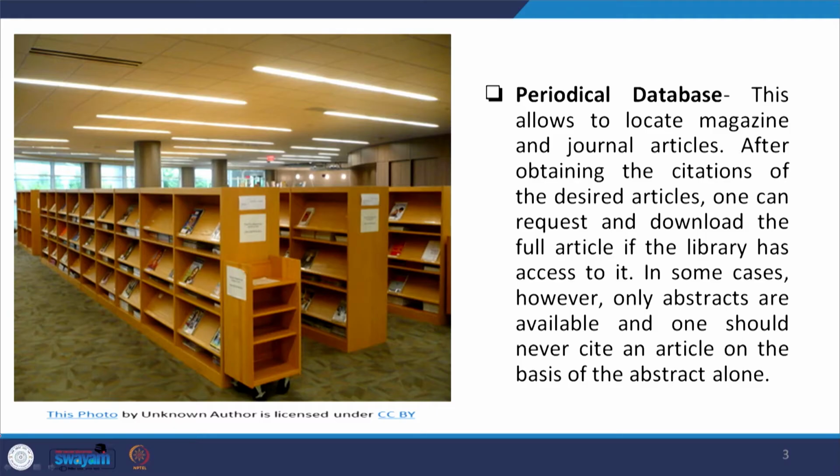Now think of it, in today's age when one simply believes in the internet, it actually at times becomes very difficult to get those books which were originally written and kept in the library. And you know, the periodical database can actually help you to locate a magazine, and not only the magazine but the journal articles also.